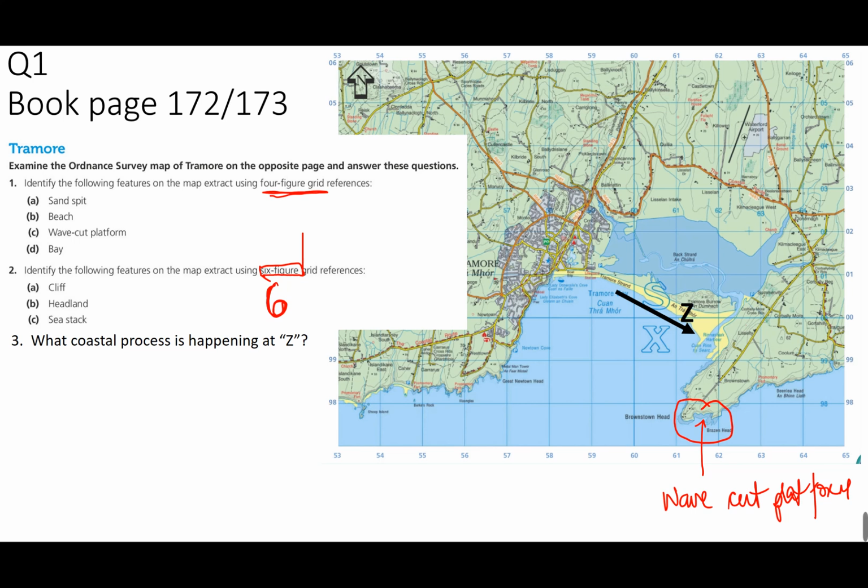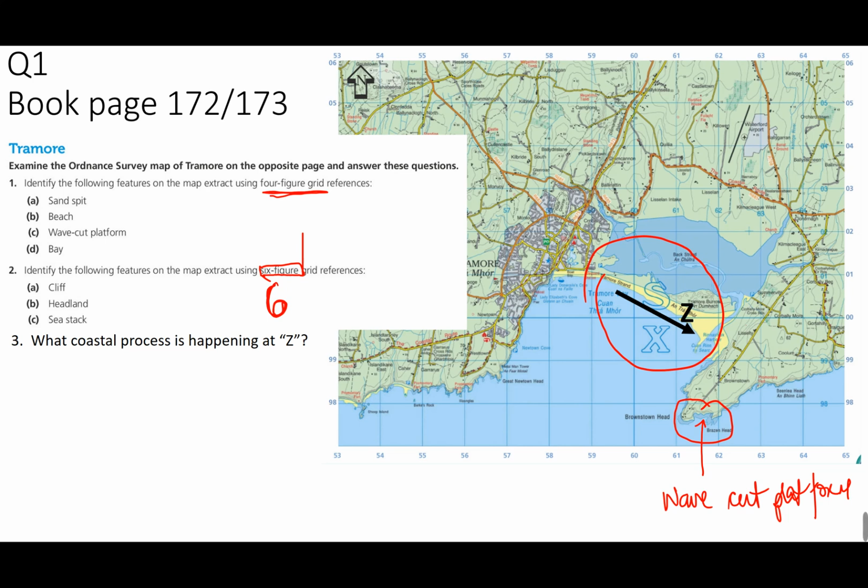Okay, so that's 2. 3 then, what coastal process is happening at Z? So Z is over here and the arrow is going with it. Remember, your coastal processes are erosion, transportation, or deposition.